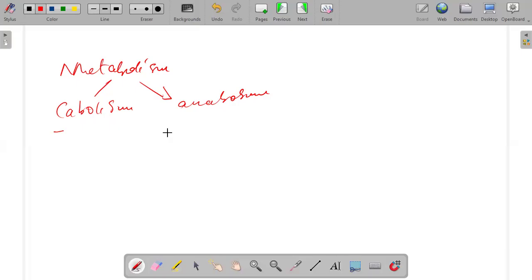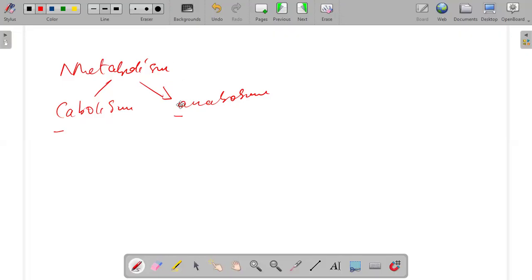What is anabolism? Anyone to give it a try? Please feel free to give a contribution. Okay. So if you are talking about anabolism, you're going to be looking at the building up of complex molecules from smaller molecules, isn't it?